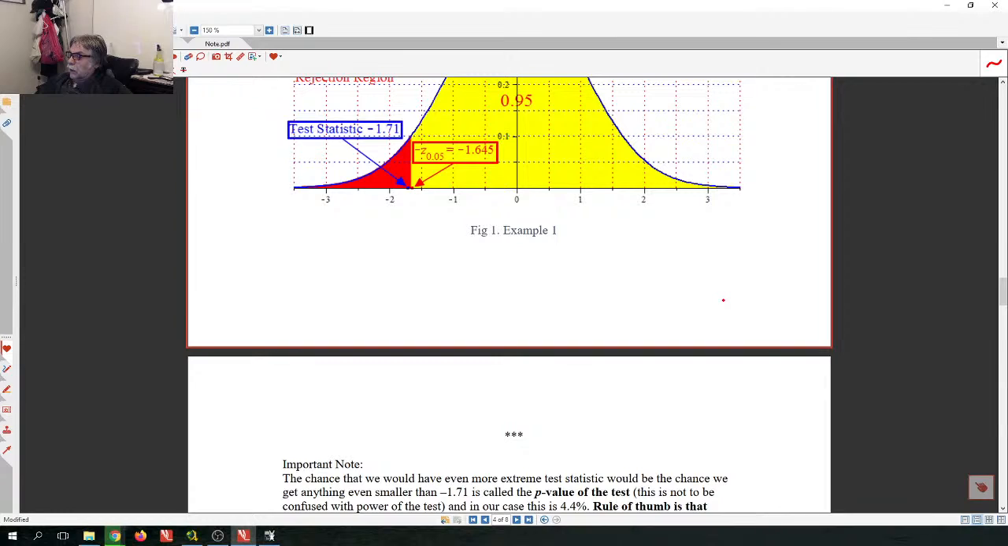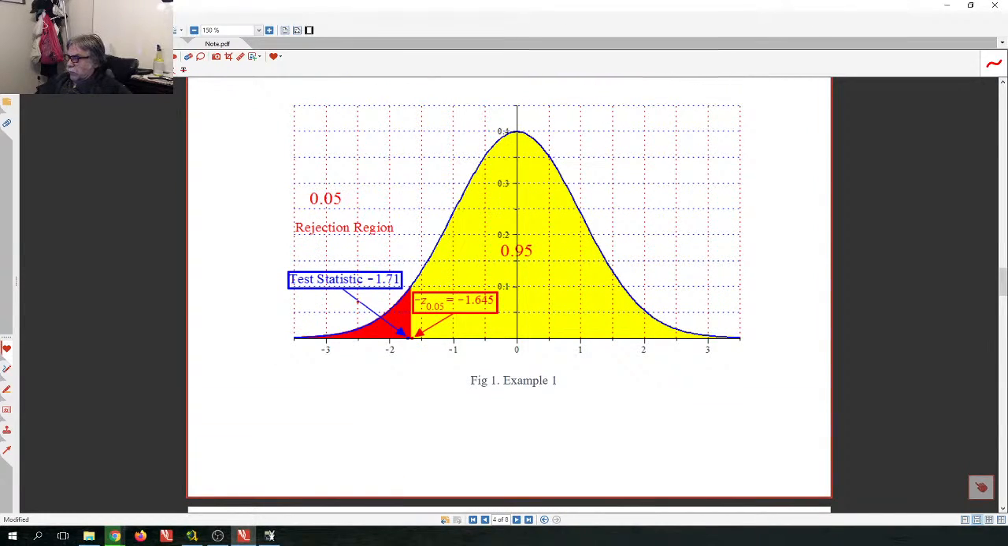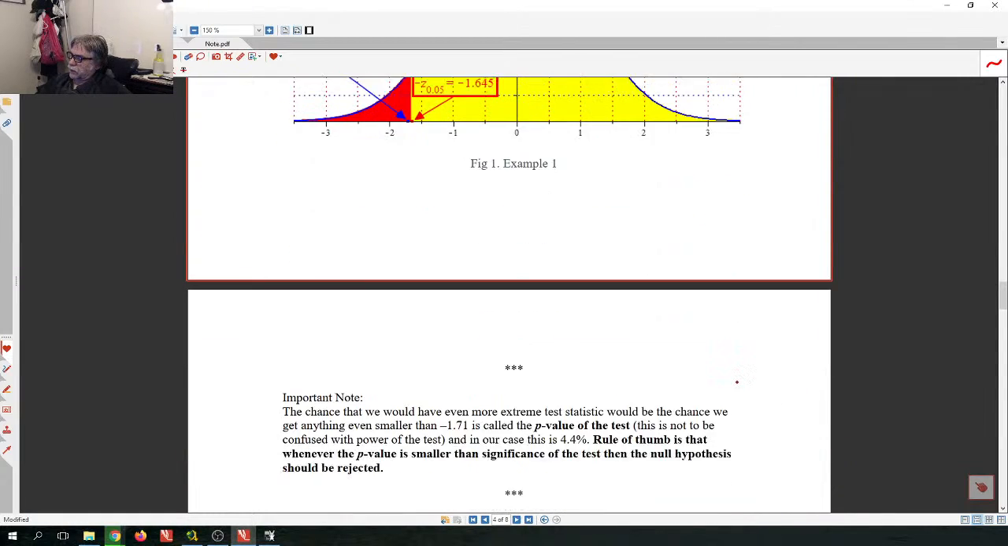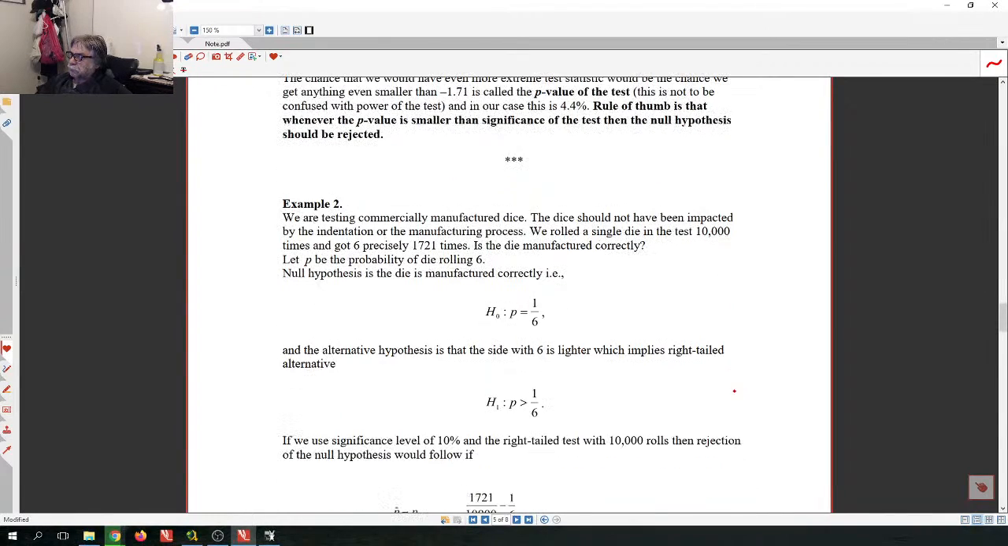You always need to have this picture. If it's a left tail test, you'll be looking for a critical value on the left tail, so that the left tail area is the value of your level of significance, 5% in this case, or something else. If it's a right tail test, we'll be doing that on the right tail. So let me show you another example.